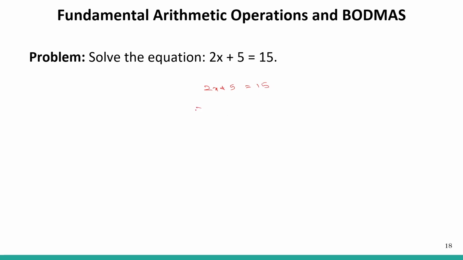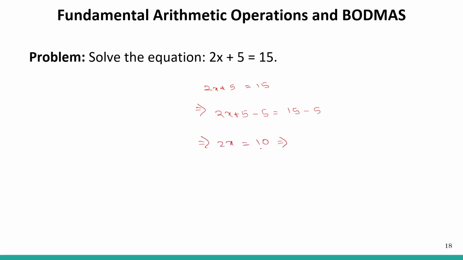So what we do next is, on the LHS, first we remove the constant term, that is 5 in 2x plus 5, and what we do is subtract 5. Then we have to do the same on the right-hand side, that is subtract 5. So then what we are left with is 2x, which is equal to 10.